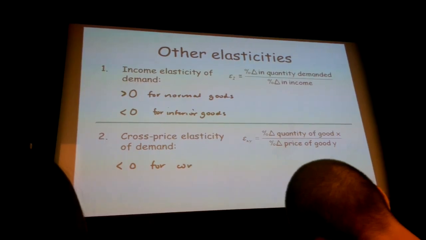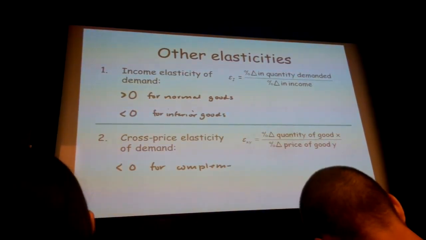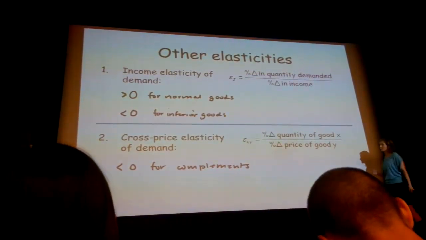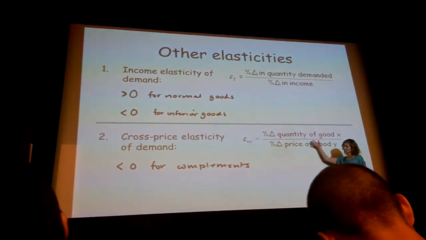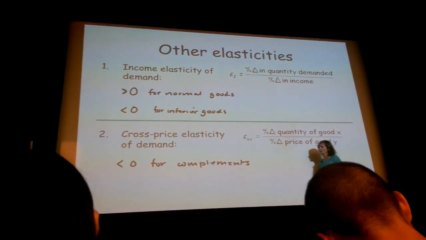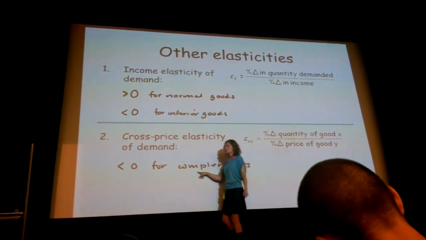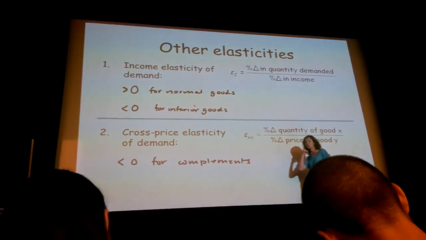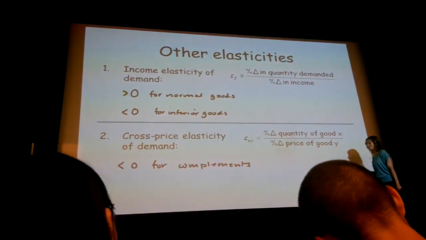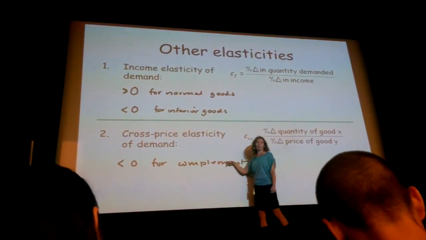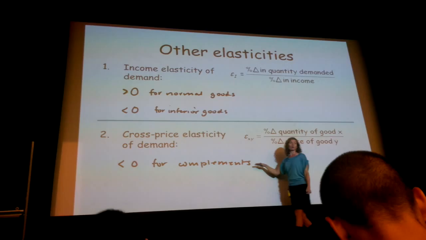So we think that jam and bread are complements, so it might be the case that we would expect the cross-price elasticity of demand to be negative. And in fact, this is really what defines whether or not goods are complements or substitutes. It's whether or not the cross-price elasticity of demand is positive or negative. So if we see an increase in the price of one good, and as a result we see a decrease in the quantity demanded of another good, then we know that those goods are complements.